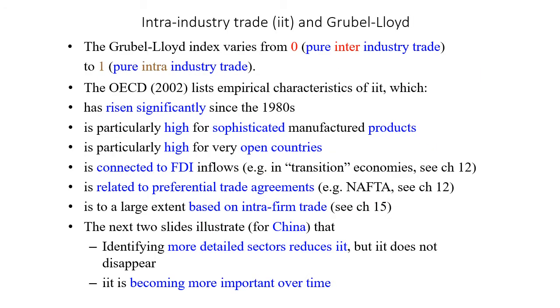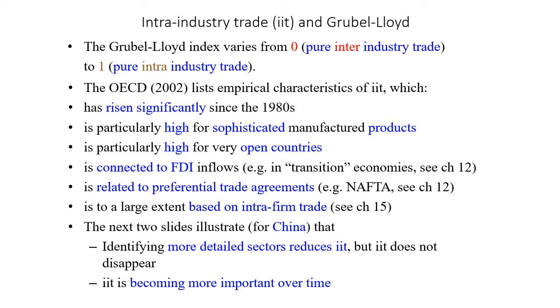When you calculate the Grubel-Lloyd index, it can vary from 0 to 1. 0 represents pure inter-industry trade, and 1 represents pure intra-industry trade. For any other value between 0 and 1, the closer it is to 1, the more we're dealing with intra-industry trade.